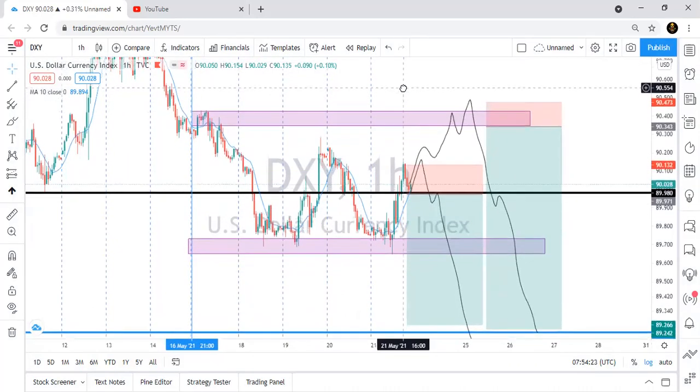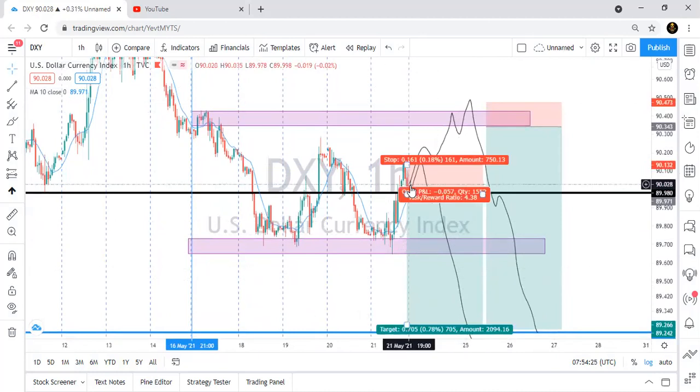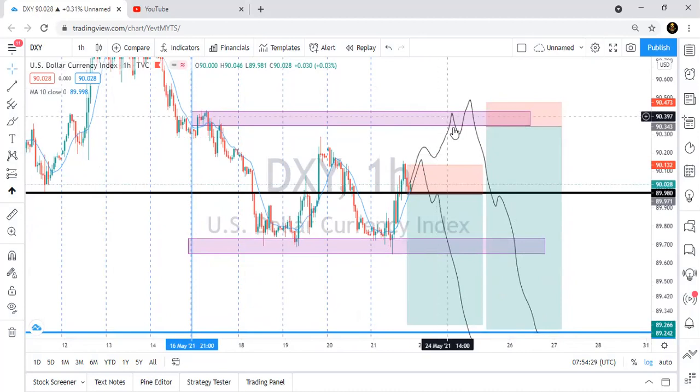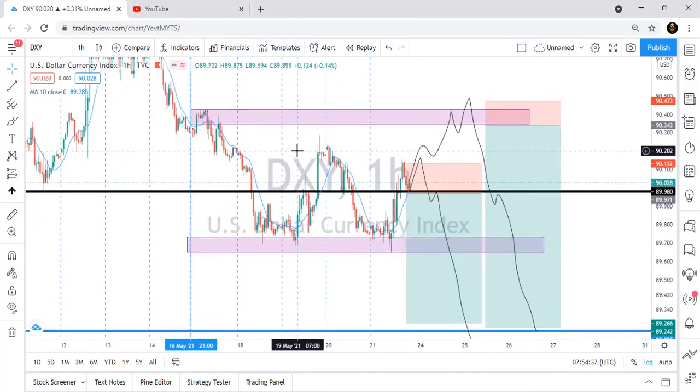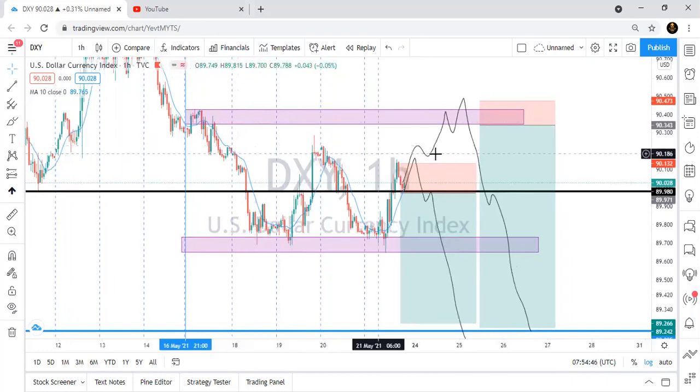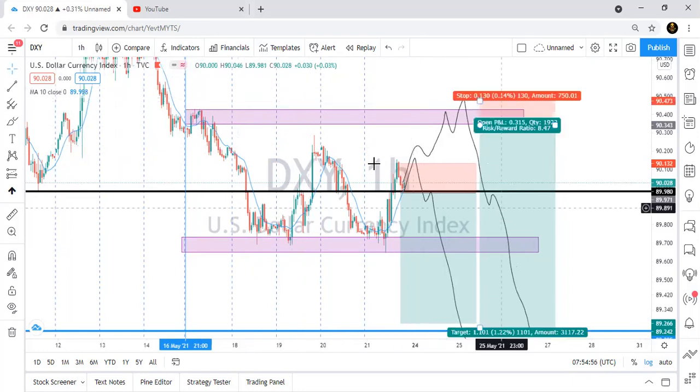So DXY, I'm expecting it to go from here where it is, or to come up here just to mitigate those people that sold from somewhere here, which is also a confirmation with the last week high. So what I'm going to expect is for the market to come up to make a sort of breakout, just to create liquidity somewhere here before it falls down.